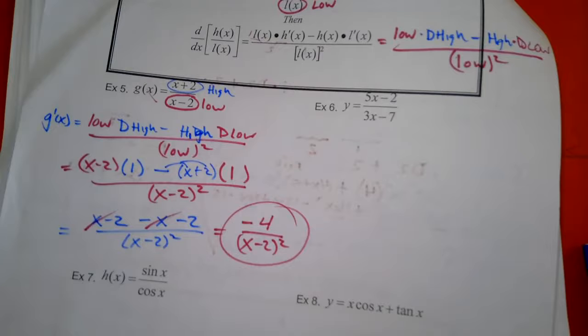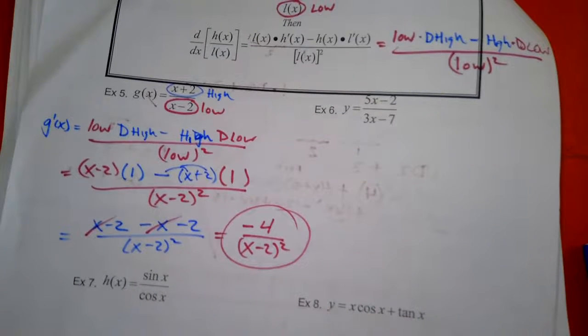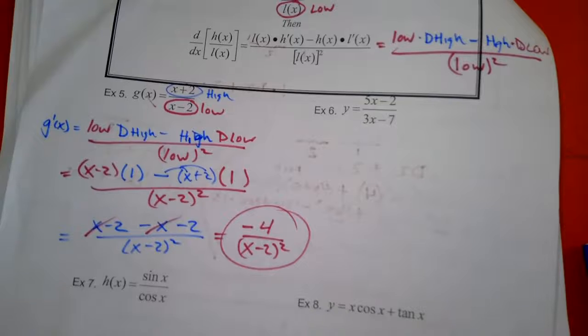Unfortunately, there's no like shortcut. This one, you have to use the quotient rule. There's no other way to do it. Okay? Again, this is my formula that allows me to find the slope anywhere on this function. Any x value I want to plug in. All right, do you guys have any questions?